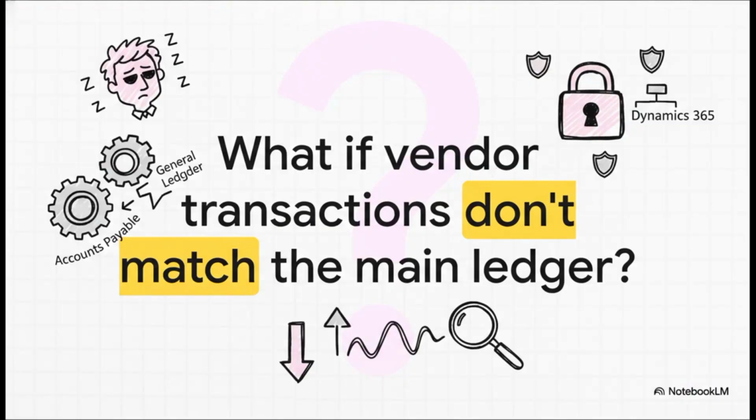This is the question that gives accountants nightmares. What happens if the detailed list of who you owe money to, your accounts payable, somehow doesn't match up with your main financial record, the general ledger? That's a huge problem. But this is exactly why D365 has specific tools built right in, designed to catch these things before they become a massive headache.